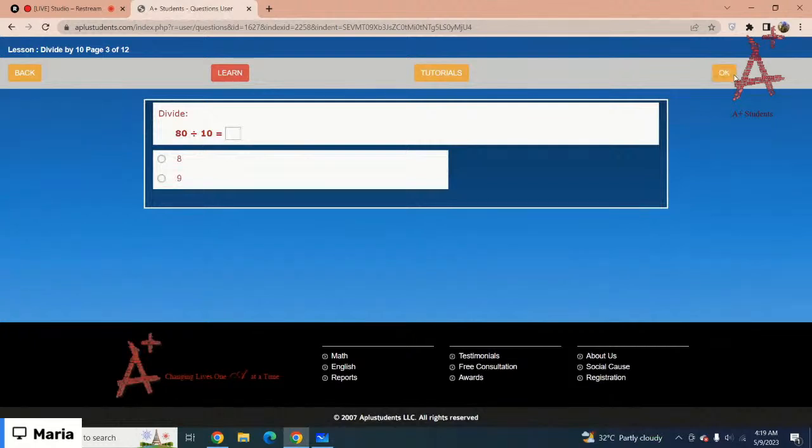Okay, you have to divide 80 by 10. So 80 divided by 10 equals, yes, it would be 10 times 8 is 80. So the correct option is 8.